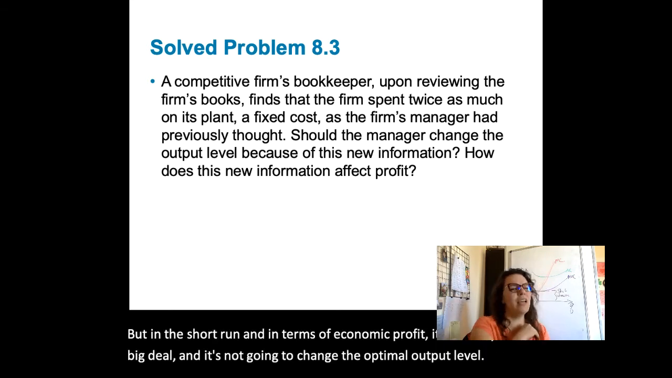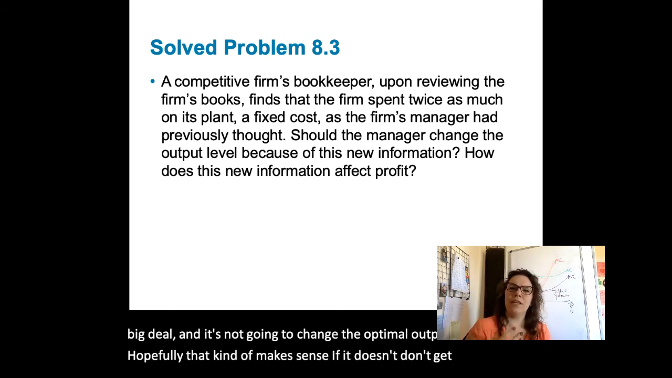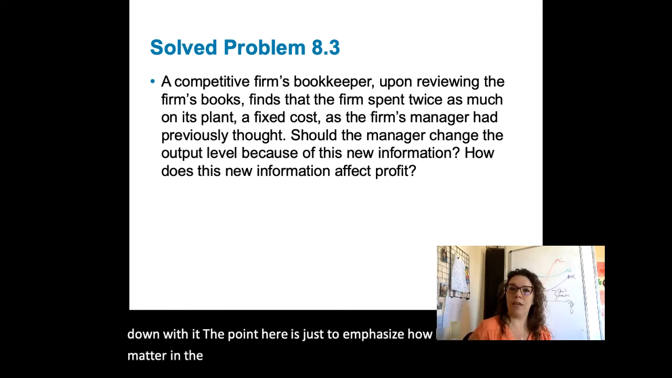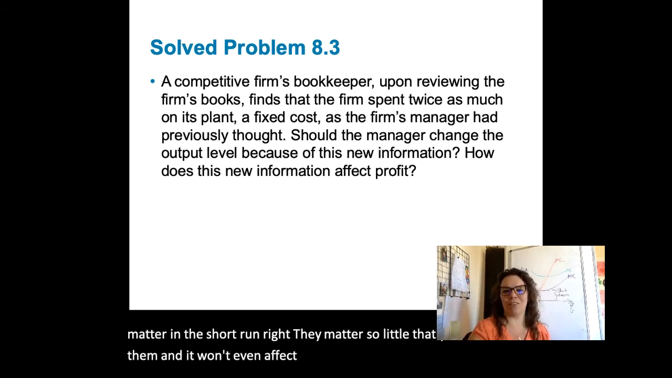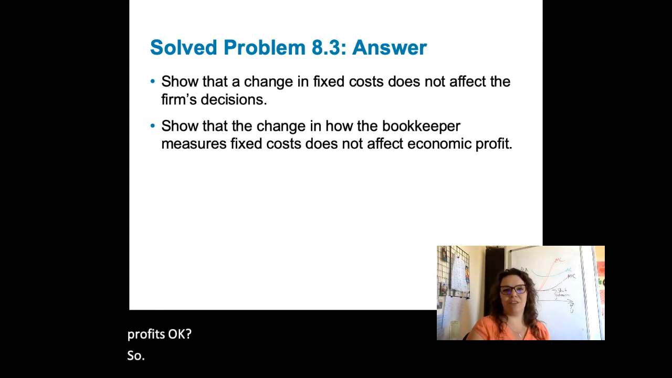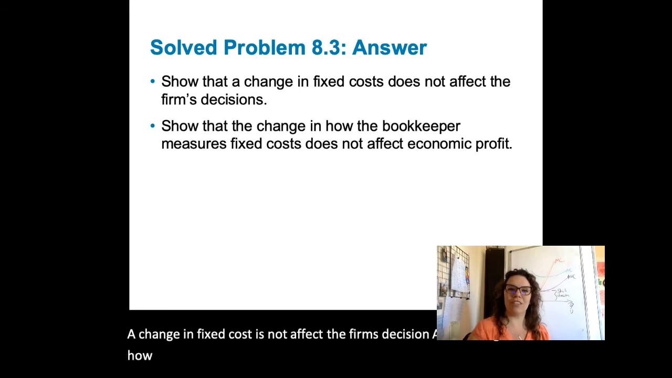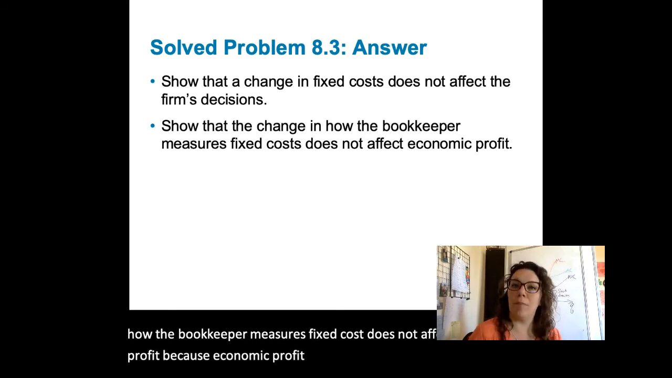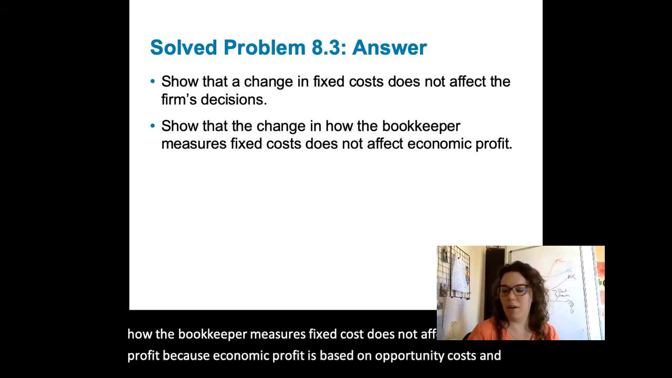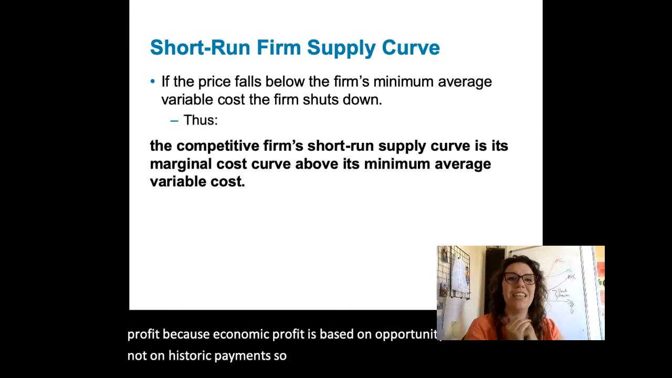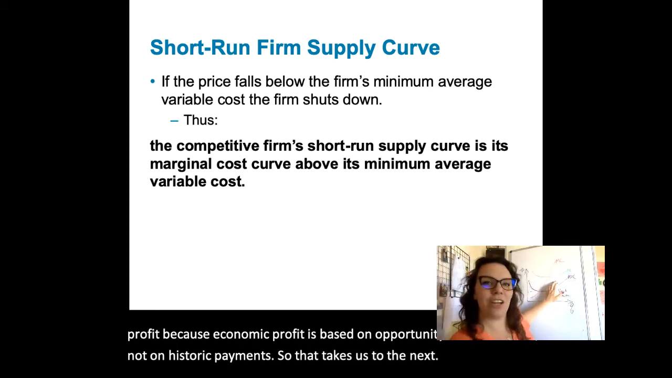Hopefully that kind of makes sense. If it doesn't, don't get too bogged down with it. The point here is just to emphasize how little fixed costs matter in the short run, right? They matter so little that you could double them and it won't even affect your quantity produced or your profits. Okay? So, a change in fixed cost does not affect the firm's decision, and a change in how the bookkeeper measures fixed cost does not affect economic profit because economic profit is based on opportunity costs and value, not on historic payments.